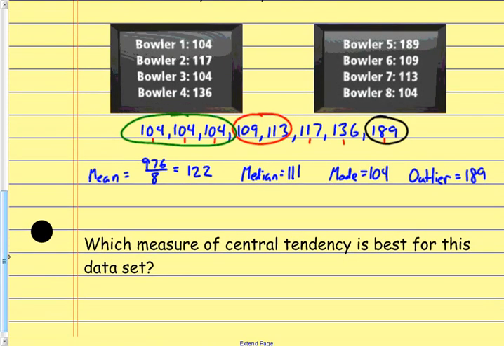Okay? And so as I look at this and ask the question, which measure of central tendency is best for this data set? I would say probably the median this time. More often than not, we go with the mean for the best measure of central tendency. But because we have an outlier, our mean gets dragged way up because of that 189. So because we have an outlier, the median ends up being the best because the median kind of cuts off those extreme values. So I'm going to say the median because of the outlier.